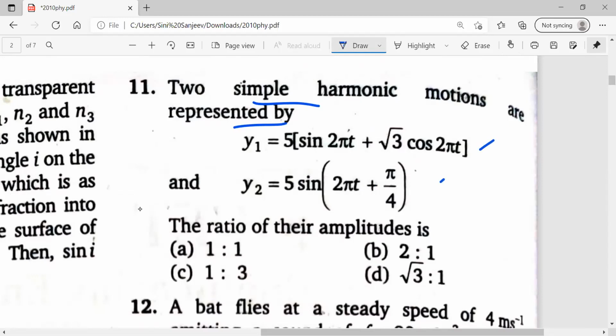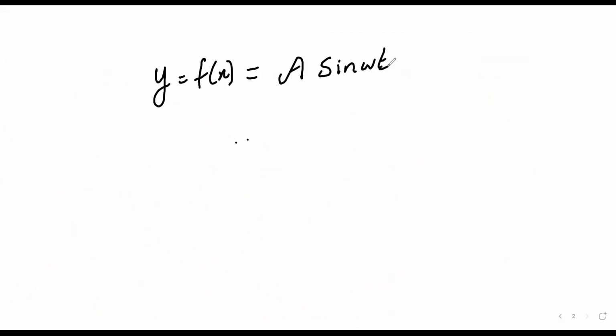If I am seeing this equation as a student, obviously I'll get a heart attack. But actually speaking, this is a class 11 topic, and class 11 topics are said to be direct questions. There is only one prerequisite for us: we have to know the harmonic function. The function is y equal to f of x, equal to a sine omega t, or it can be a cos omega t. This a is nothing but the amplitude or height.